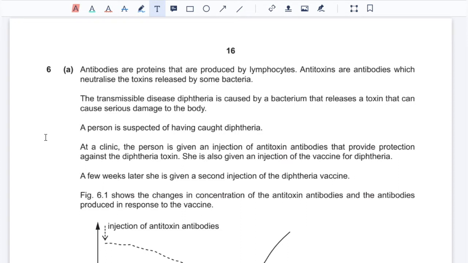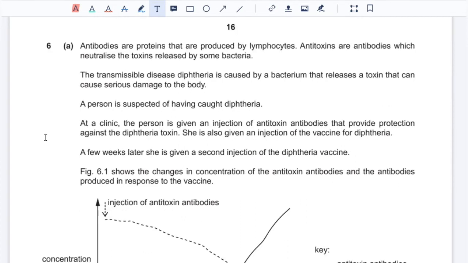Antibodies are proteins that are produced by lymphocytes. Antitoxins are antibodies which neutralize the toxins released by some bacteria. So some bacteria will enter the body, produce toxins, and lymphocytes will produce antitoxins which will neutralize the toxins.